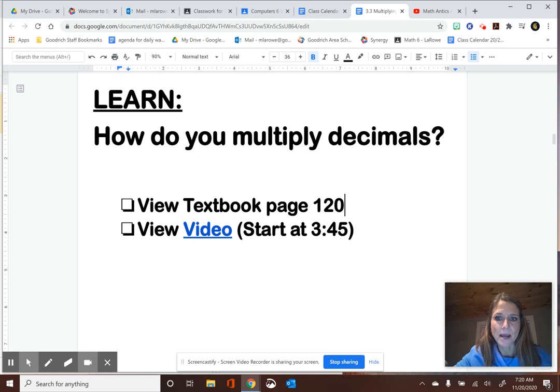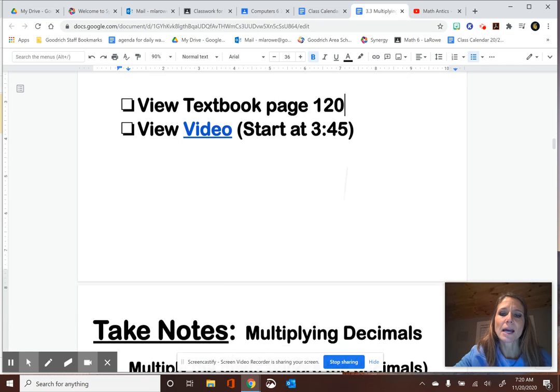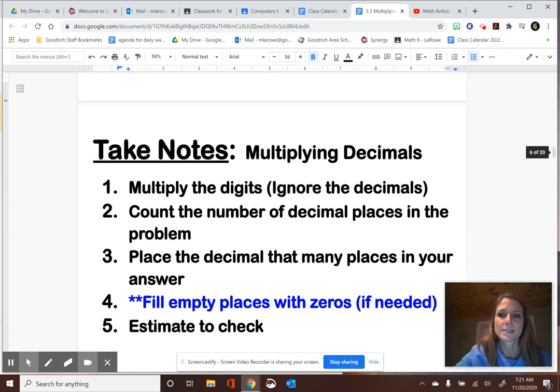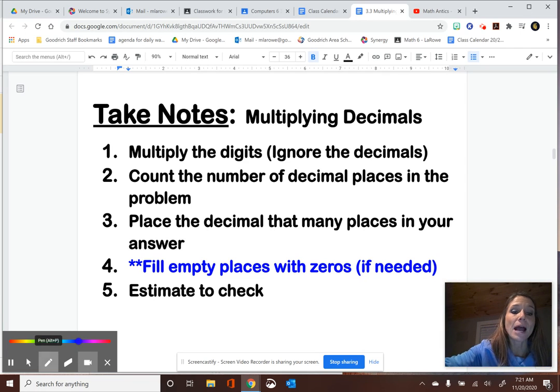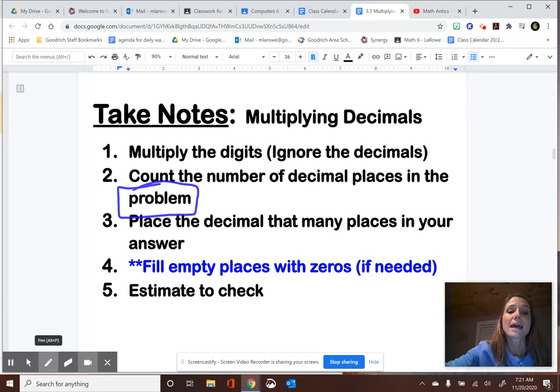So we can see by the video here that it's a lot like what we've already been doing. The only difference is we'll be counting our total decimal places and then swooping it into our answer. So you do have notes. It's the same steps as we did when we multiply decimals with whole numbers. You just multiply the numbers. Pretend like those decimals are not even there. And then it becomes a counting game. Count the total places that are in the problem. And then the answer needs the same amount.